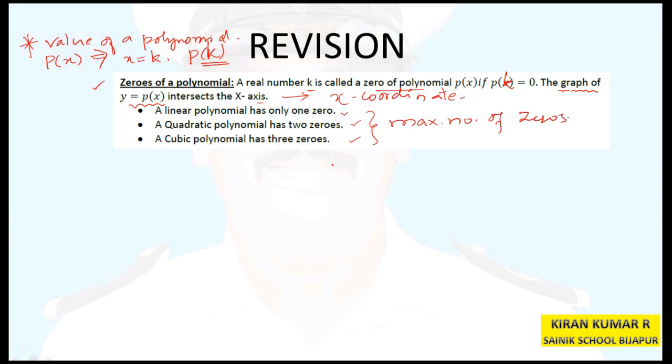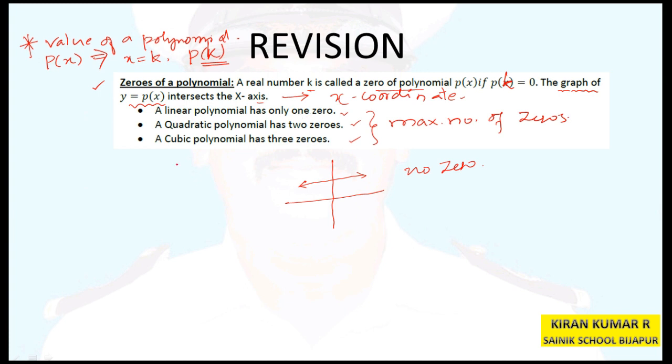Because in our discussion we have learned that sometimes we will have a line which runs parallel to the axis, so it means that there is no zero. But the line is a straight line, a linear graph. It is for a linear polynomial. So for the linear polynomial, the maximum number of zeros is 1.